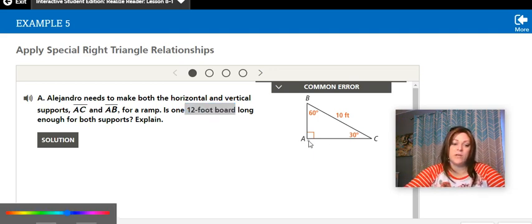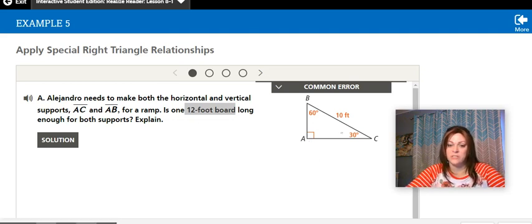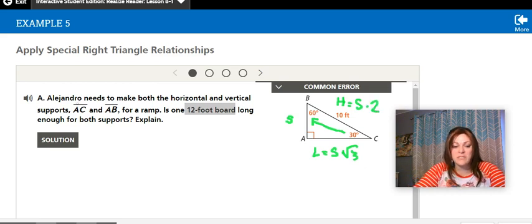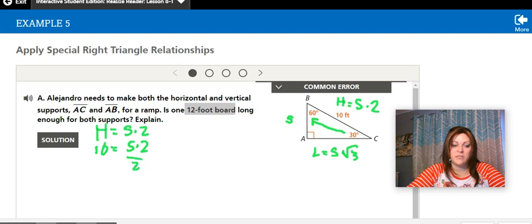Let's set this up. We know right away it's a 30, 60, 90 triangle. So let's find that short side. It's always going to be across from the 30. So this is the short. This is the long, which is short times square root of 3. And this is the hypotenuse, which equals short times 2. So I'm just going to plug this in over here. Hypotenuse is, and some of you might already know the answer, the hypotenuse is 10. So if I need to find the short, I'm going to divide by 2 on both sides. So my short equals 5.